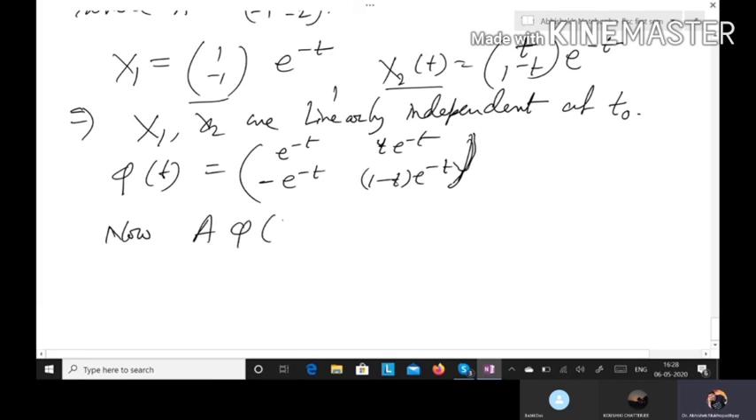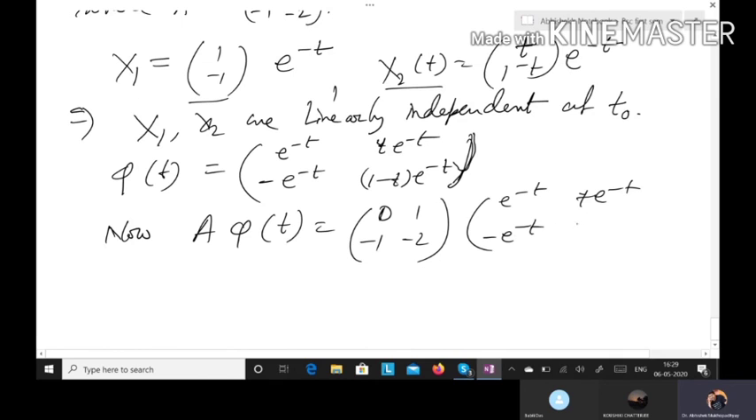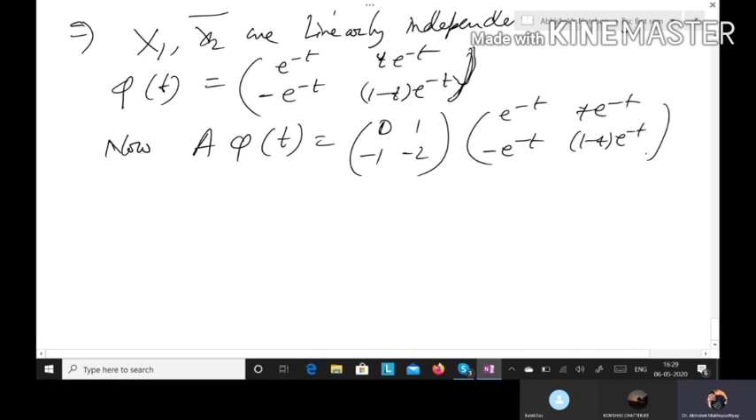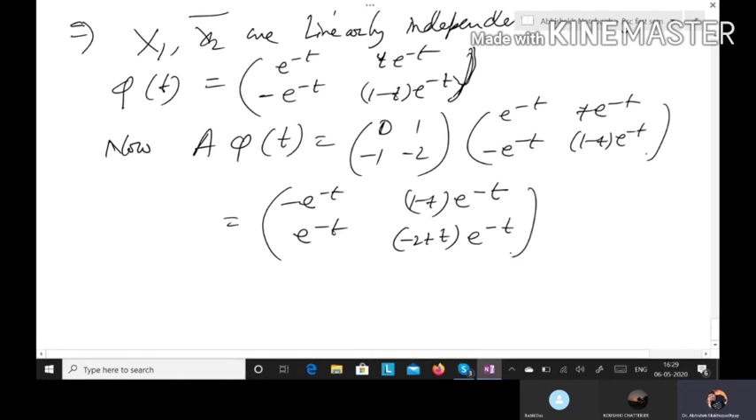Now if we calculate this one, A and phi t, then what will happen? What is A? A is the matrix 1 0 1, minus 1 0 1, minus 1 minus 2, and what is phi t? Phi t is e to the power minus t, e to the power minus t, minus e to the power minus t, and 1 minus t e to the power minus t. Just by calculating, we have minus e to the power minus t, e to the power minus t, 1 minus e to the power minus t, and minus 2 plus t e to the power minus t.